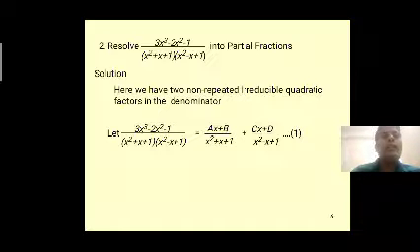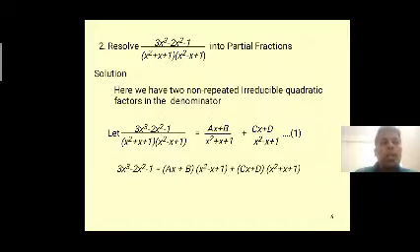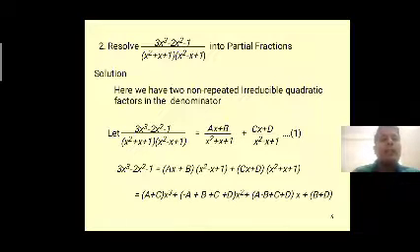so we write the format of the partial fractions as (Ax + B) divided by (x² + x + 1) plus (Cx + D) divided by (x² − x + 1). After completing the LCM, we have 3x³ − 2x² − 1 equal to (Ax + B)(x² − x + 1) + (Cx + D)(x² + x + 1).